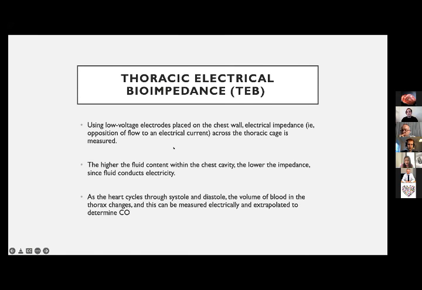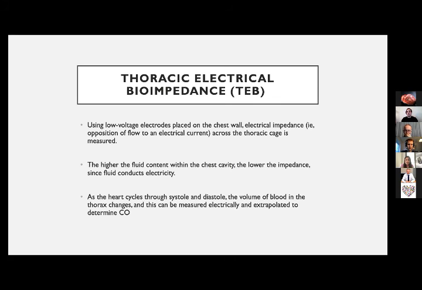There is something called thoracic electrical bioimpedance, wherein you can put electrodes on the chest wall. You measure impedance across the thoracic cage. If there is more fluid in the chest cavity, there is less impedance because fluid will conduct electricity. And you can extrapolate to determine what the patient's cardiac output is.